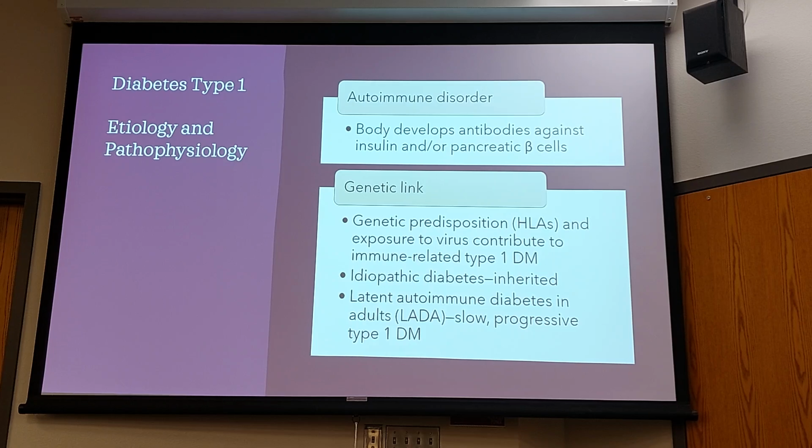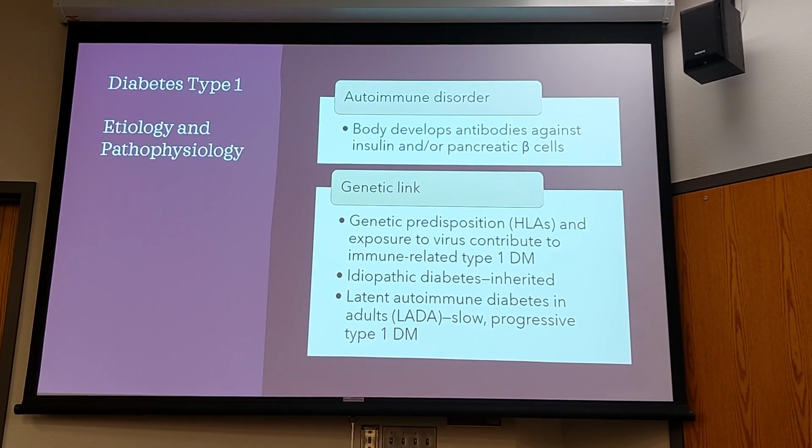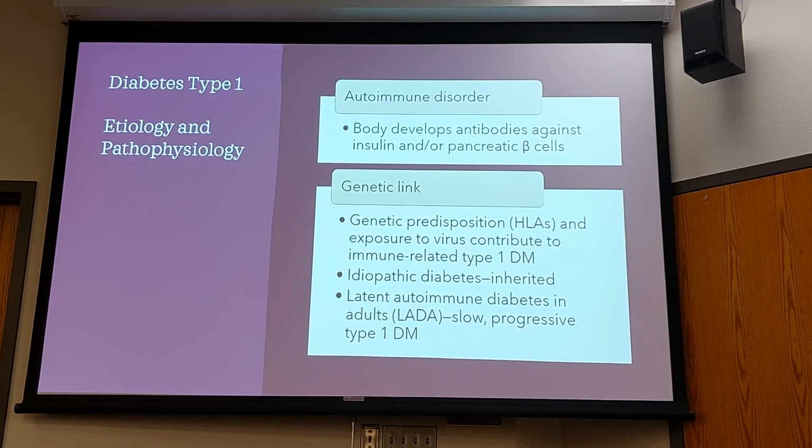Okay, so this is an autoimmune disorder, primarily. So the body is attacking those pancreatic beta cells. So it creates those antibodies, goes in and attacks it. Now those beta cells can't produce that insulin. And there is a genetic link in type 1.